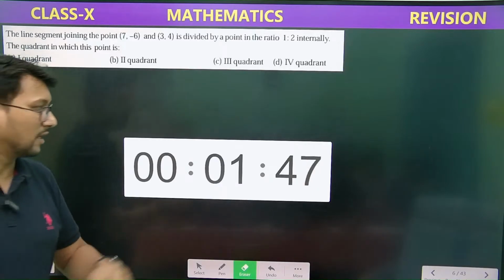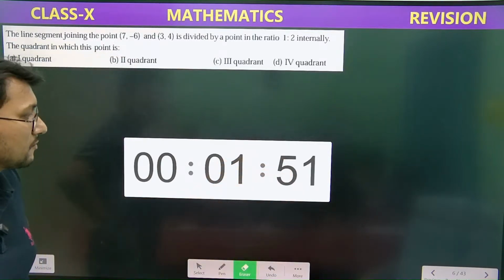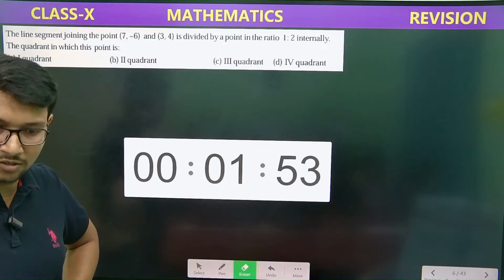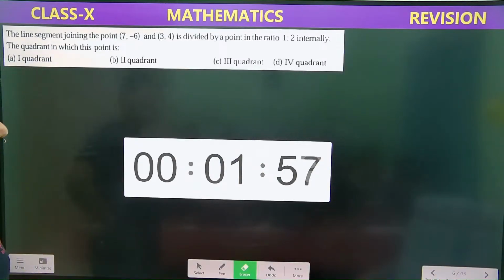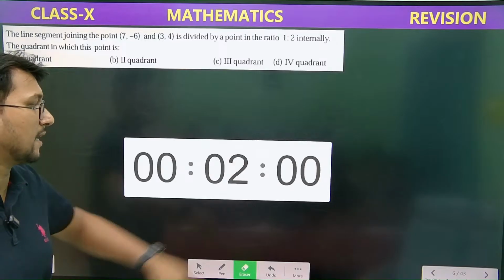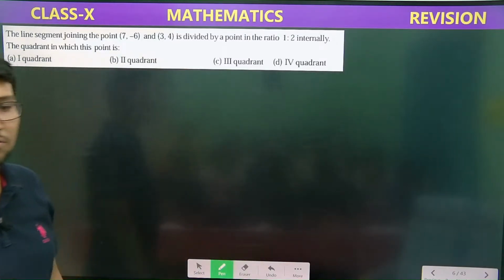Okay, fourth quadrant, children. Which quadrant? Let us see. Done? So after these 2 minutes, I will solve. Fourth. Sure? Okay. Only 2 seconds left. 1 second. Time stops. Check.